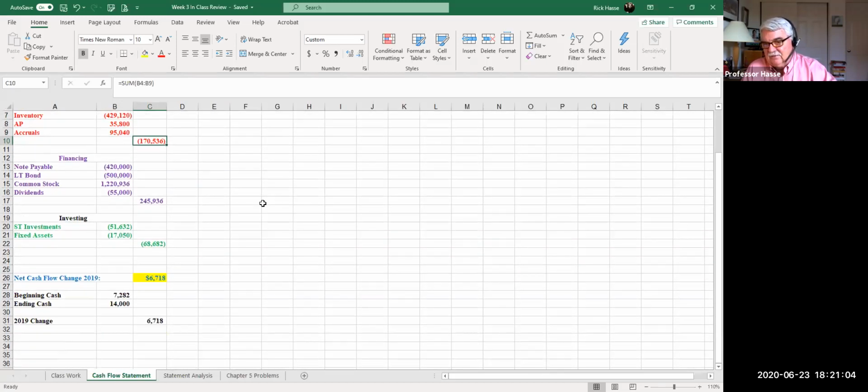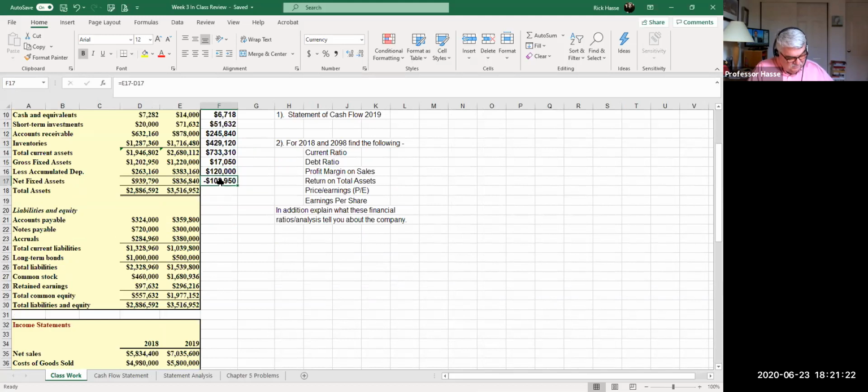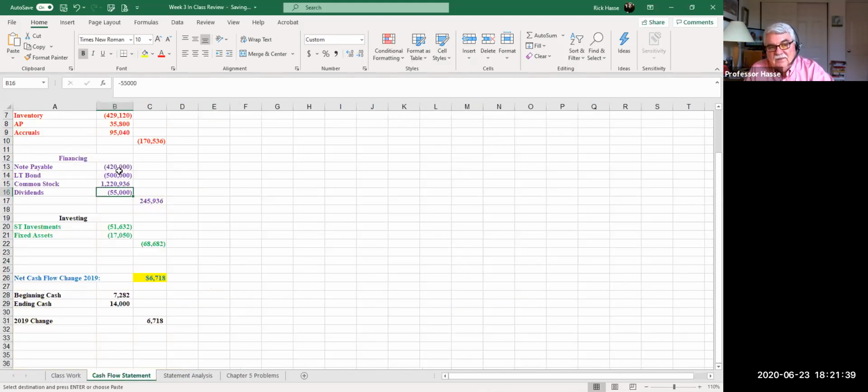The financing accounts of a company: anything that has to do with interest-bearing long-term debt, common stock, and the payment of dividends. Notice in the balance sheet, our long-term liabilities decreased. During the course of 2018 and 19, they went down $420,000 and $500,000. That means we paid off some of our debt. Notice negative cash flow, the reduction of liabilities right there.